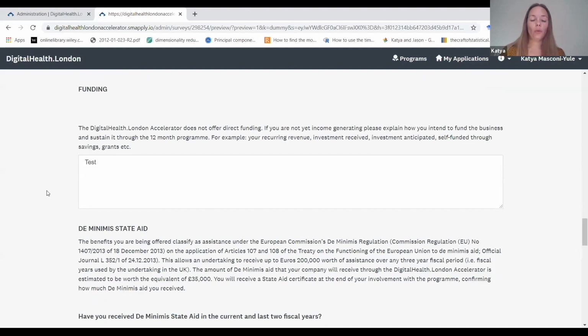Well detailed on our website, the Digital Health.London Accelerator offers some fantastic support and benefits over 12 months. One thing we do not offer is direct funding. This box is important for us to understand how you are going to maintain yourself for both the 12 months of support on the program, but also the future after the program. Please give as much detail as you can in terms of self-funded finances, investment that you've already received or anticipate receiving, as well as any revenue that you might have.